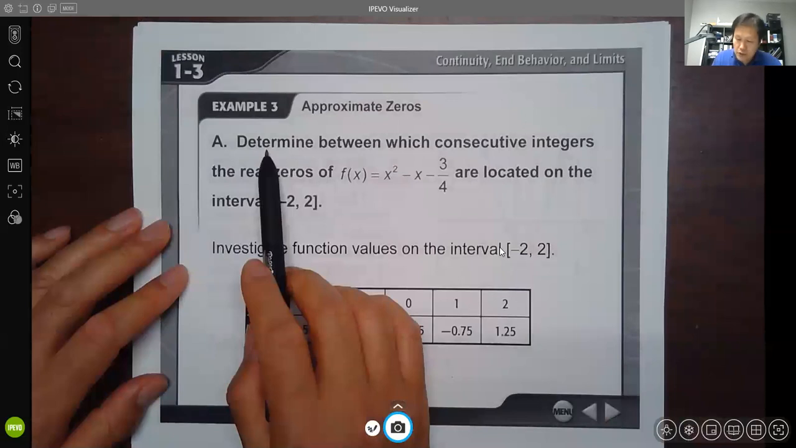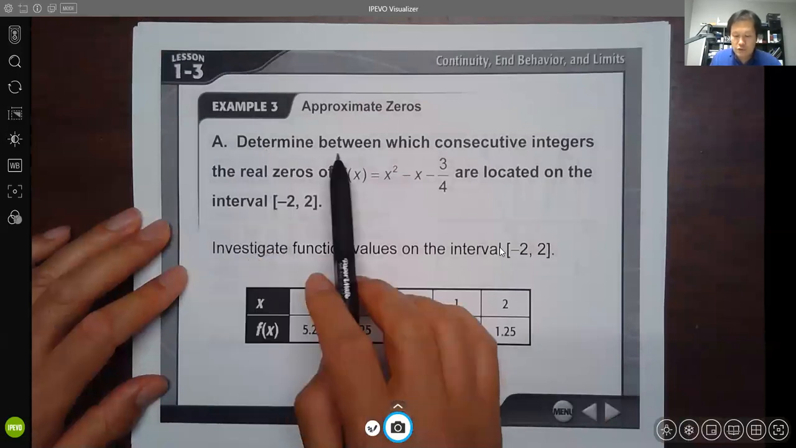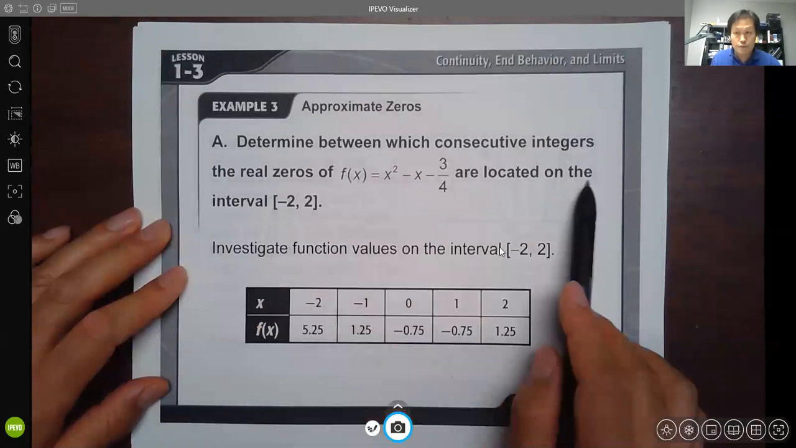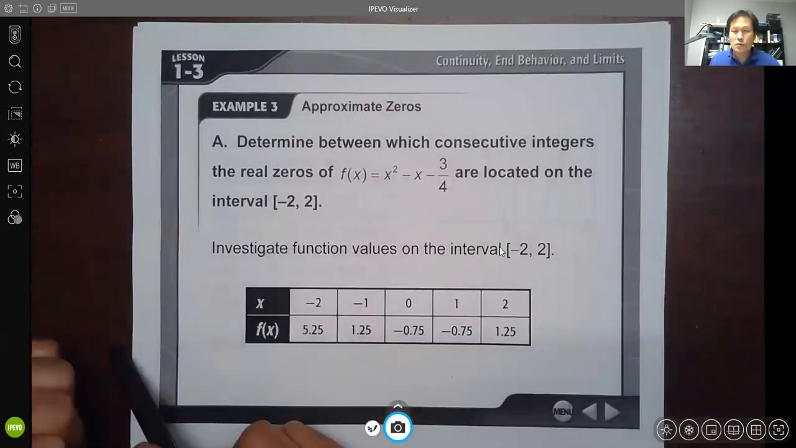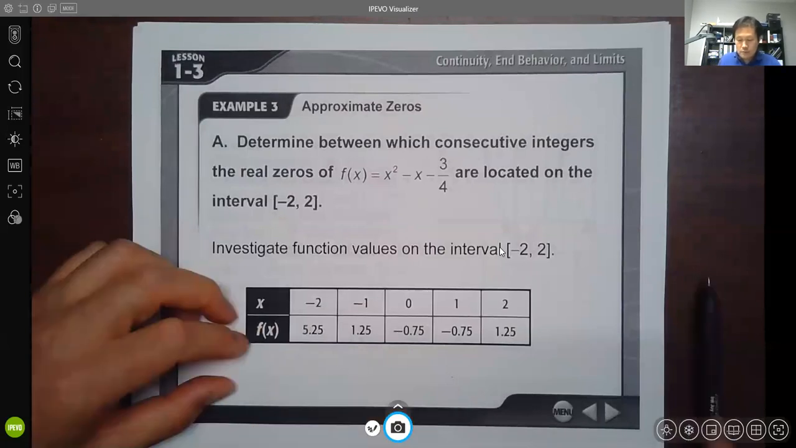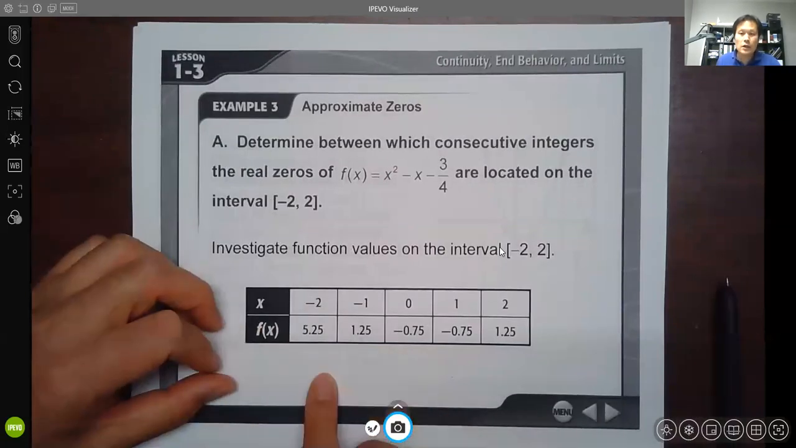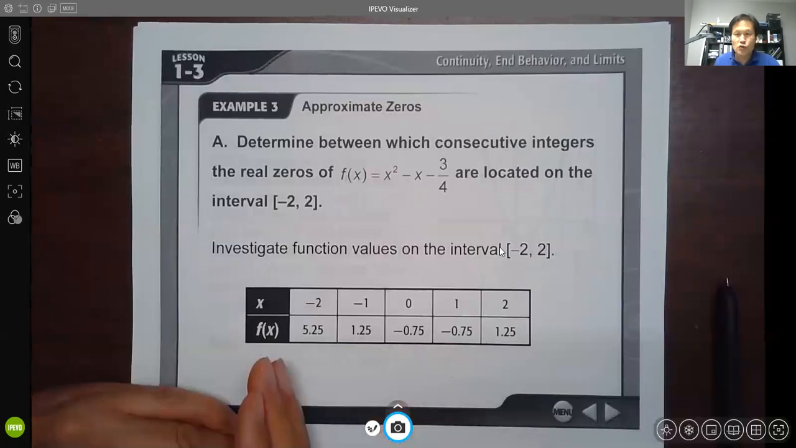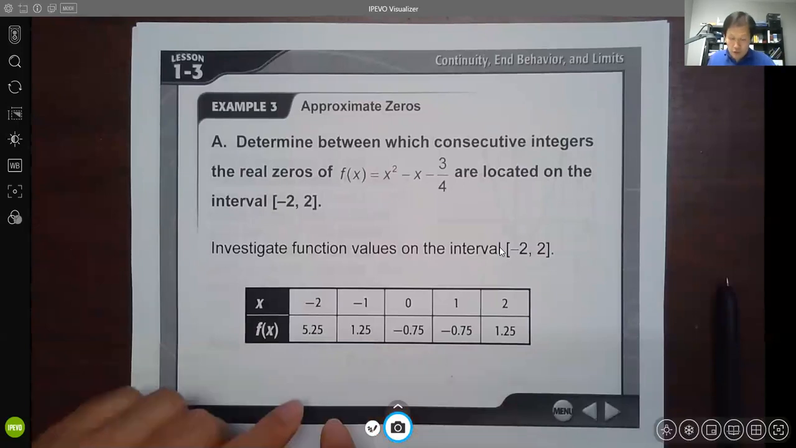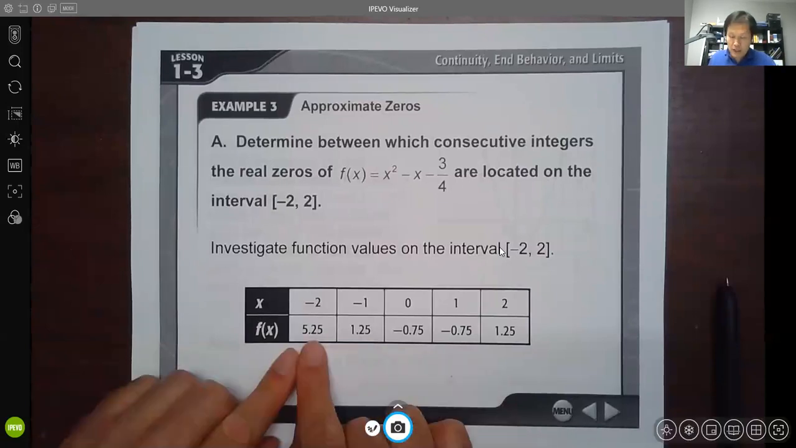Okay. Determine between which consecutive integers a real zero of this function is located in the interval -2 to 2. So what are you supposed to do? Given the table, you are supposed to tell me from what integer to what integer we have a zero, which is an x-intercept. So look at the y values. Positive, positive, negative.